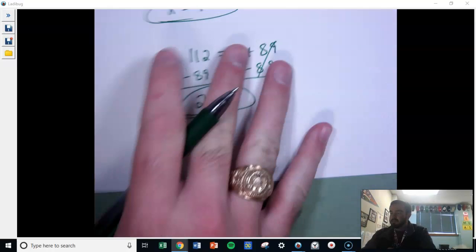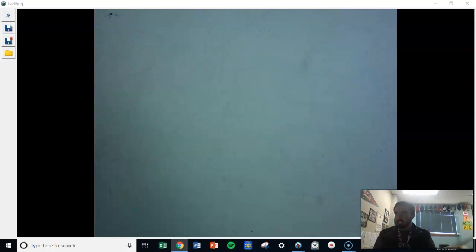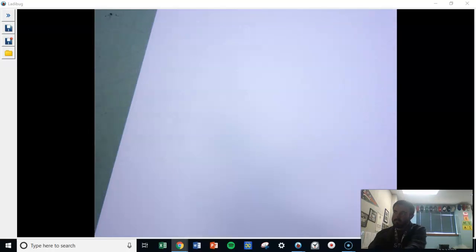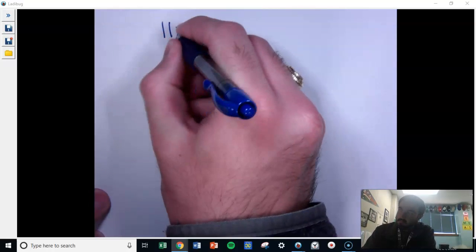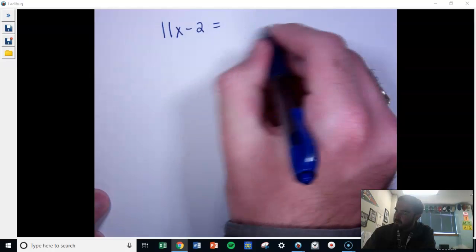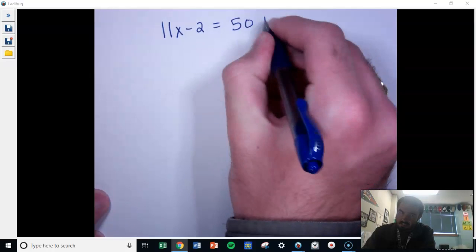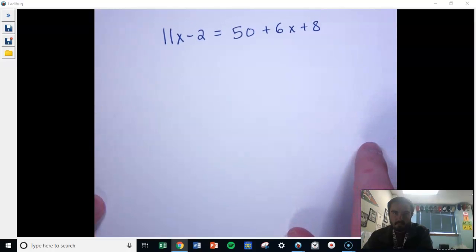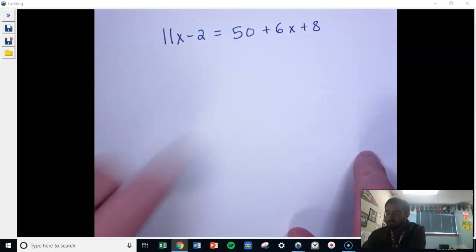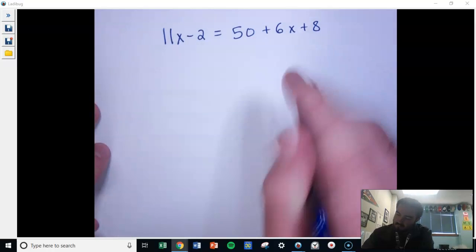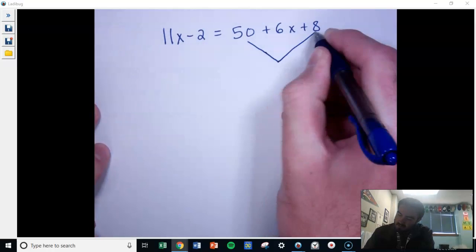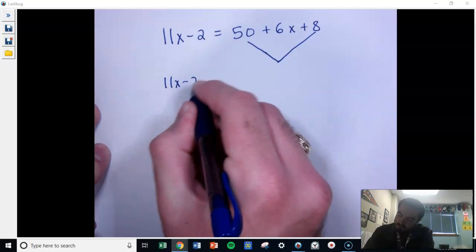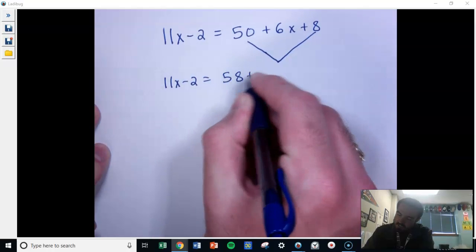If I have our exterior angle, right? Our exterior angle, if you look at our picture, would be 11x minus 2. And then the sum of our remote interior angles would be 50 plus 6x plus 8. Okay? Now let's talk about what we would do here. Well, we have two like terms, 50 and 8. So I'd have 11x minus 2 equals 58 plus 6x.